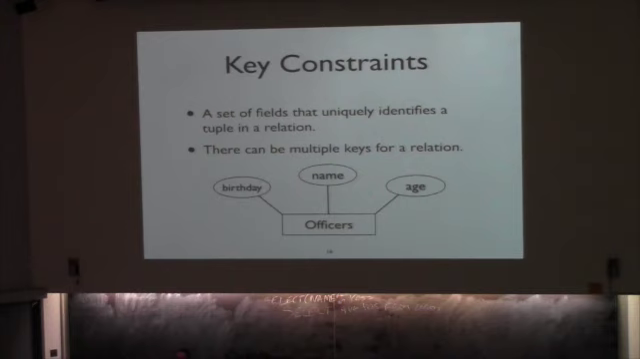Key constraints are essentially a way of saying that a particular set of attributes has to be unique and has to define a unique value. So for example, there may be two different officers named James, but in this particular example, we can say that no two officers born on the same day have the same name. So we can say that name and birthday form a key for this particular relation. Because birthday is related to age, we can also say that name and age form a key for this relation. So either of those are actually valid constraints here.